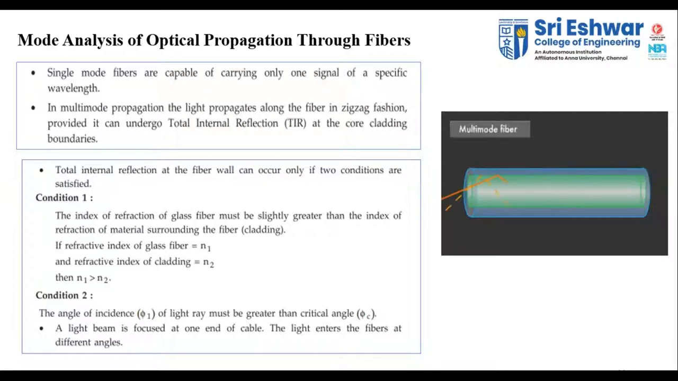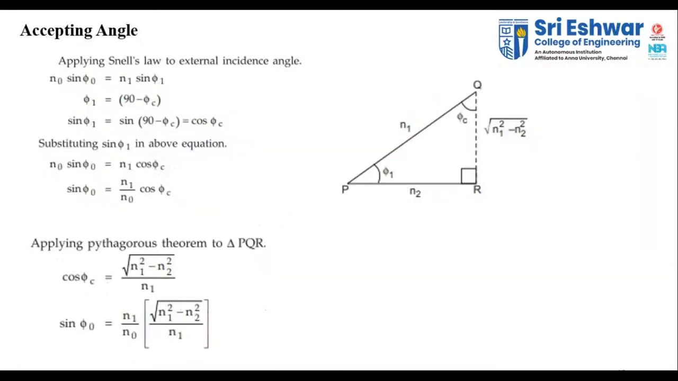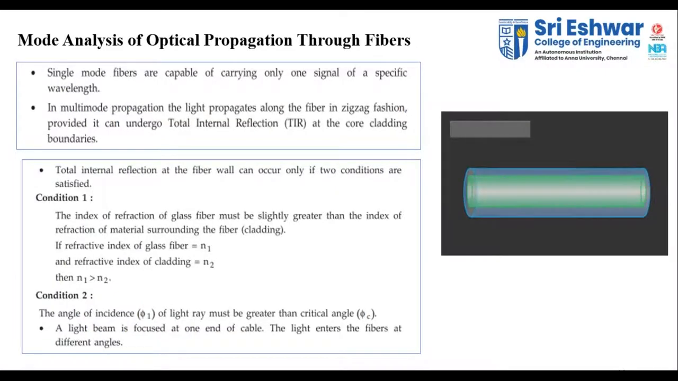Already we discussed condition number one and condition number two: single mode and multi-mode. Please see the diagram. What is single mode and what is multi-mode? Based upon this, we have to come to the conclusion for the accepting angle and the accepting cone. This is for the accepting angle. The next one is the accepting cone. Please see the diagram carefully.